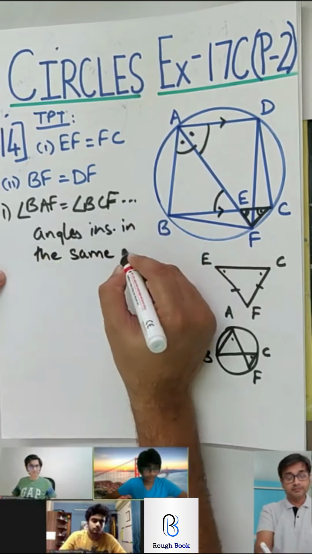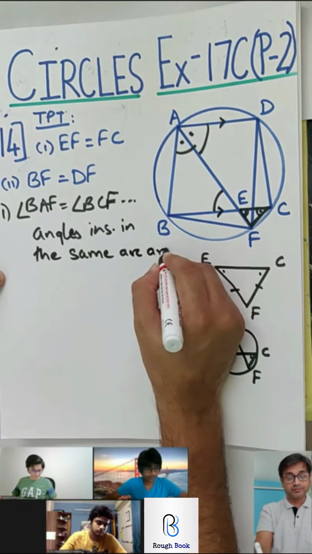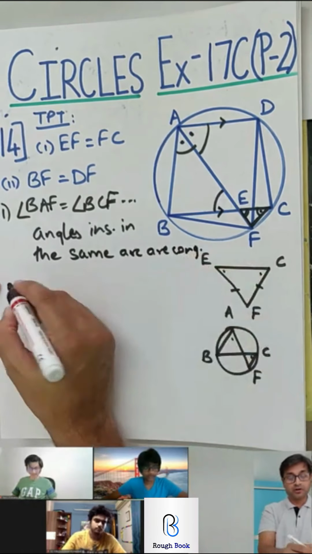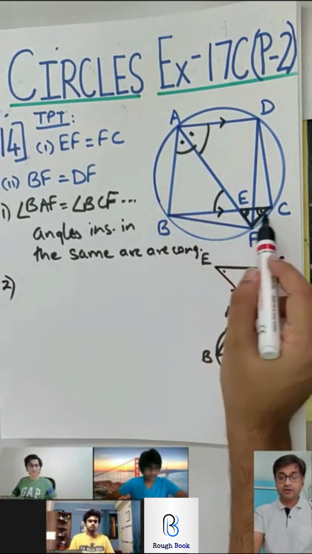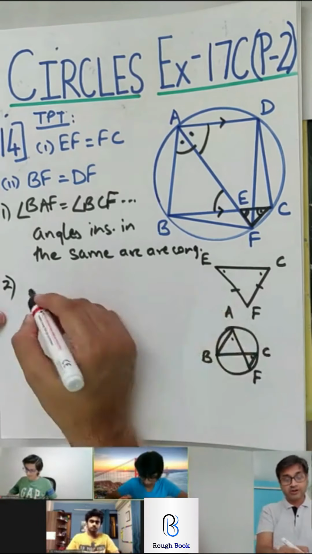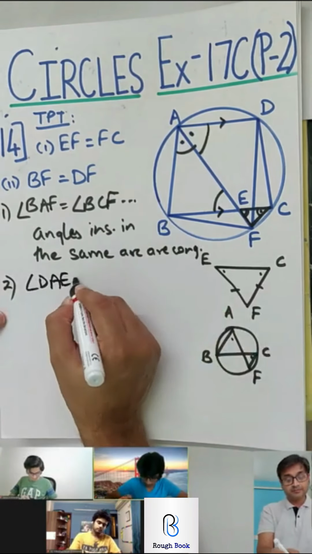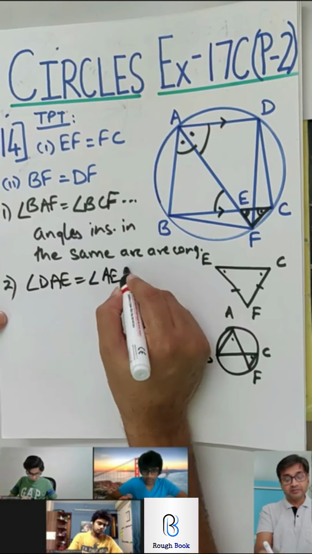Same arc, so the angles are congruent. Therefore, they are congruent. So BAF becomes equal to BCF. The next one, DAE is equal to AEB.